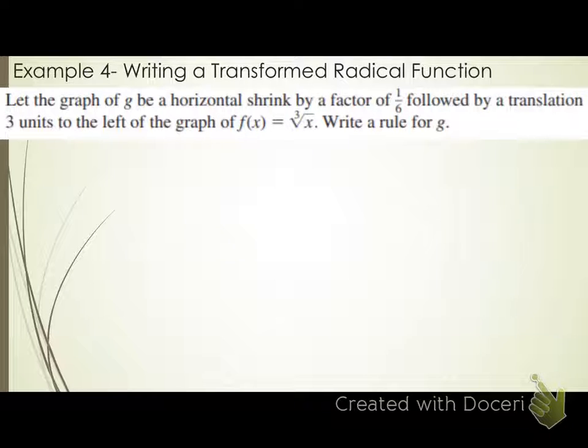Back whenever we did this, do you guys remember how we approached this? Do we try to do all the transformations together, or do I handle one at a time? One at a time. So I'm going to write a function for my horizontal shrink first. I'm going to call it h of x, since I want my last function to be g.